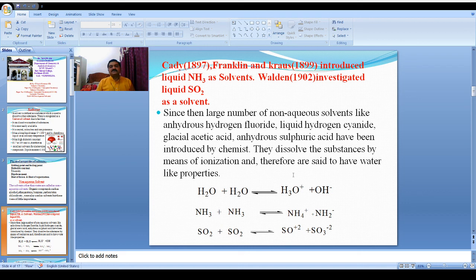This reaction is also known as the formation of a conjugate acid-base pair. Second one: NH3 plus NH3 forms the ammonium cation plus the amide anion, and this reaction shows the reversible arrow. That means once the reactant is converted into the product, the product can again be converted into the reactant. Then let us move to the third reaction, SO2 plus SO2. It forms SO2 positive plus SO3 2 negative sulfite anions.